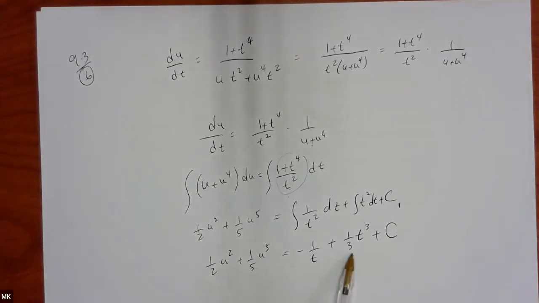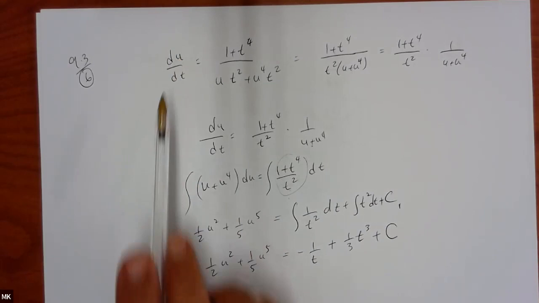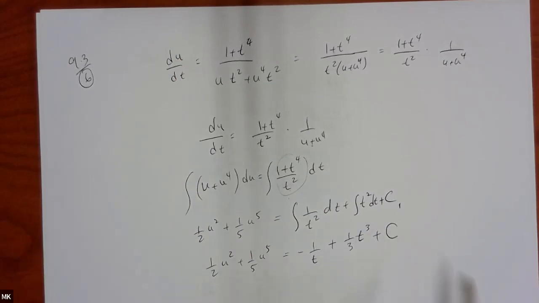Your dependent variable is u and your independent variable is t, but this is an implicit solution to this differential equation, and you can just leave it like that. On the test or anywhere else, just leave it like that. Basically, for all of these problems, the trick is to integrate. Once you separate it, then you need to integrate.